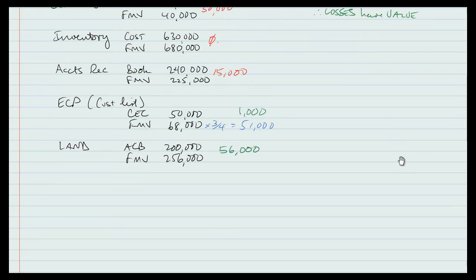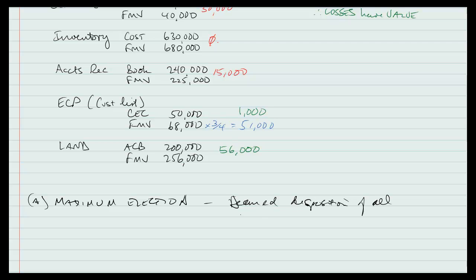But what question part A tells us then is to say take the maximum election. And what that means is you have a deemed disposition of all assets with accrued gains at their fair market value.